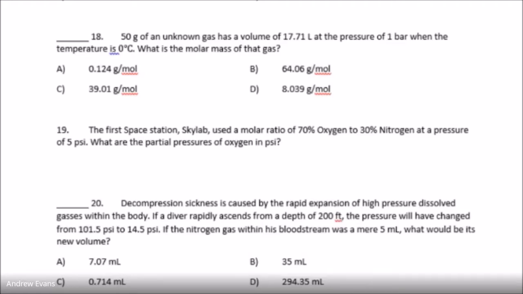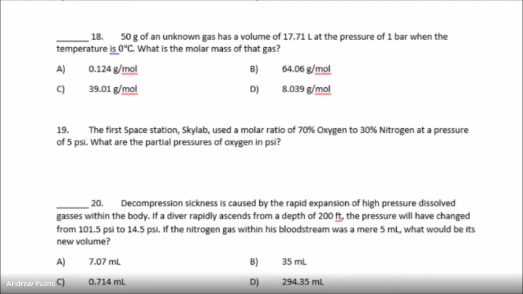SO2: sulfur is 32, each oxygen is 16, two oxygens add up to 32, and 32 plus 32 is 64. That is answer B. Please note, however, let's think about this. When dealing with a molar mass, what is the lightest element? The lightest element is hydrogen, which has a molar mass of 1 gram per mole. So is there going to be any molar mass that is less than 1? The answer is no. So A is out right off the bat.